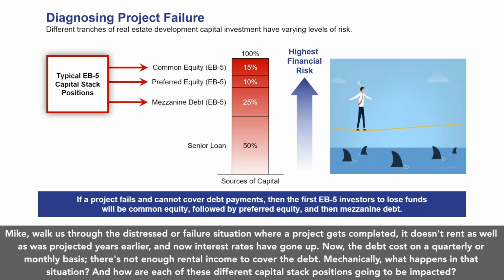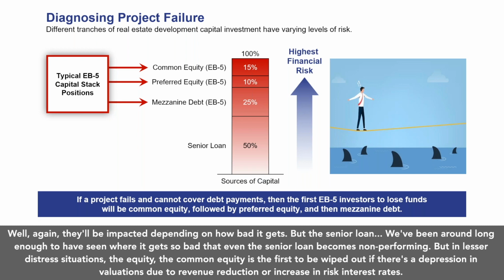Got it. And Mike, walk us through the distressed or failure situation where a project gets completed, it doesn't rent as well as was projected years earlier, and now interest rates have gone up, so the debt cost on a quarterly or monthly basis is more than the rental income can cover. Mechanically, what happens in that situation, and how are each of these different capital stack positions going to be impacted?